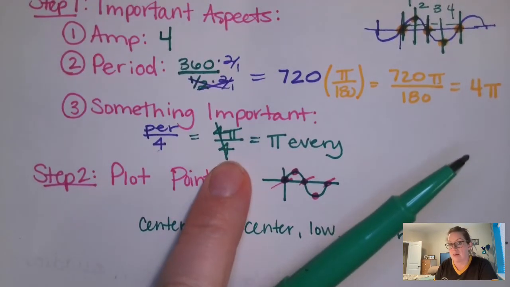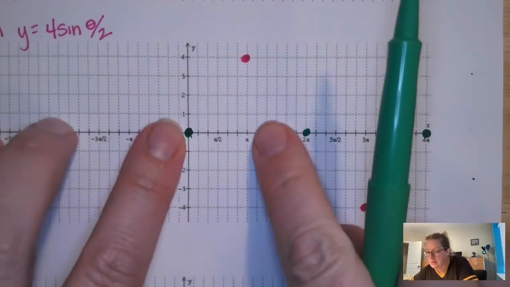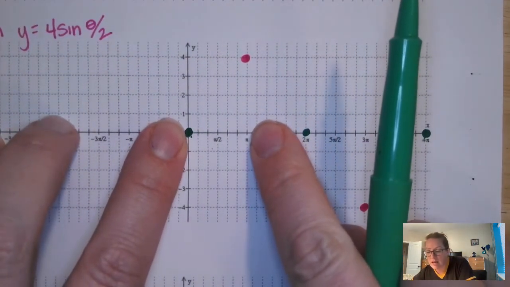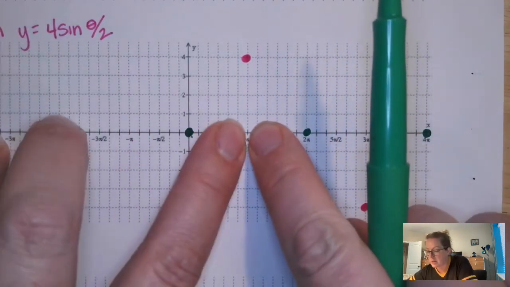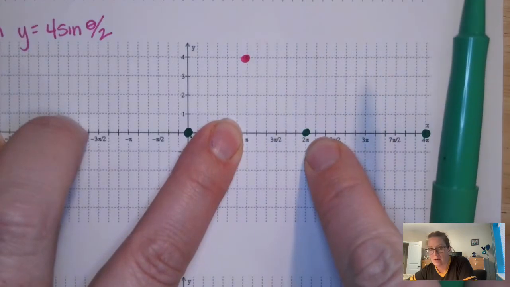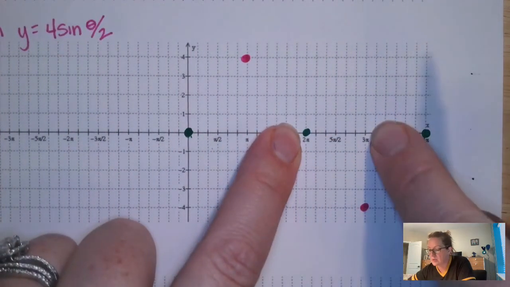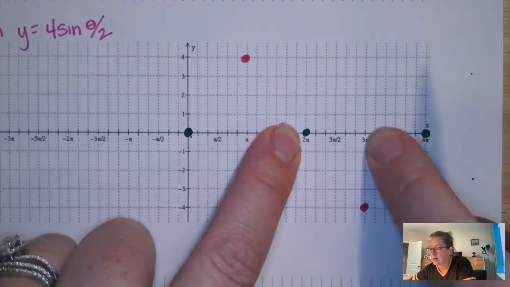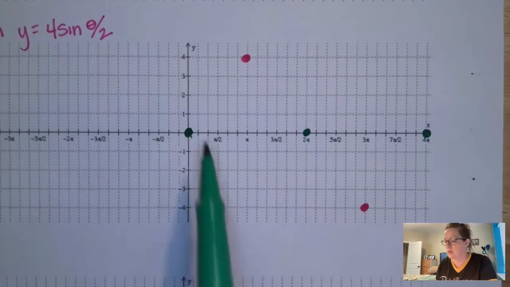So we can continue this in the other direction, and we know how far we have to go based on our period divided by 4, so every pi. So look at this distance. Between 0 and pi, I have pi, and I have a new point. And then I'm going to go out, what's pi and pi? 2 pi. Oh my gosh, there's another point. What's 2 pi plus another pi? That's 3 pi. Oh my gosh.